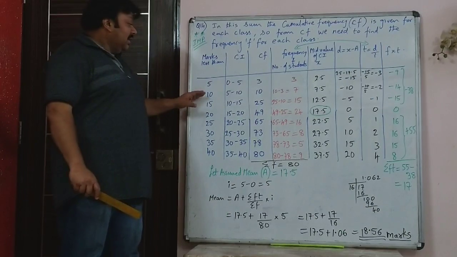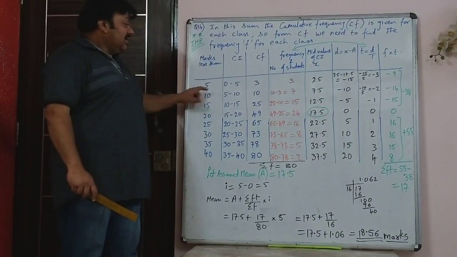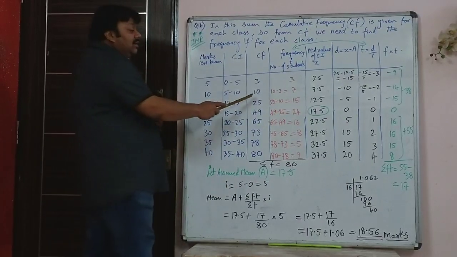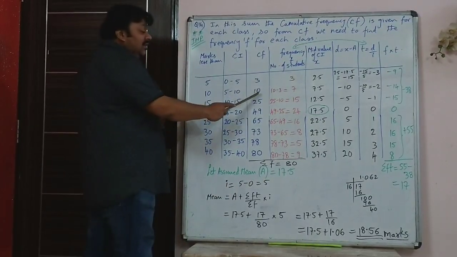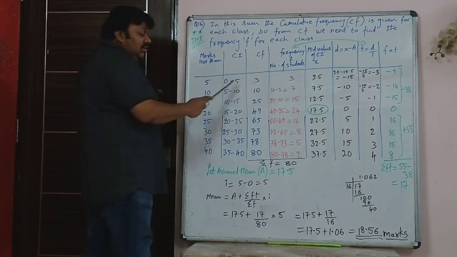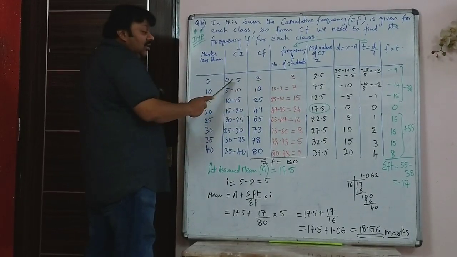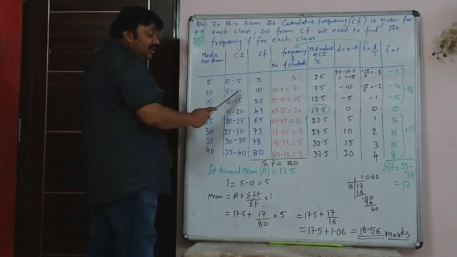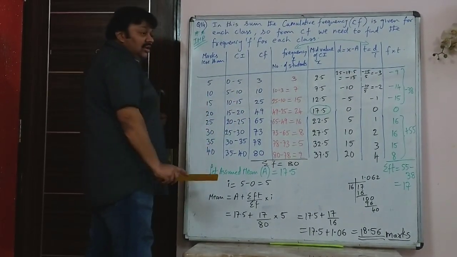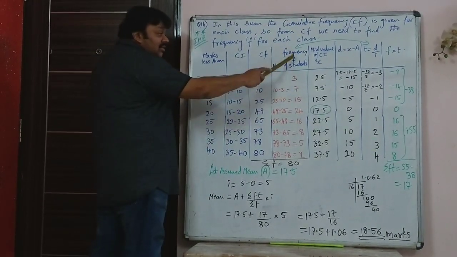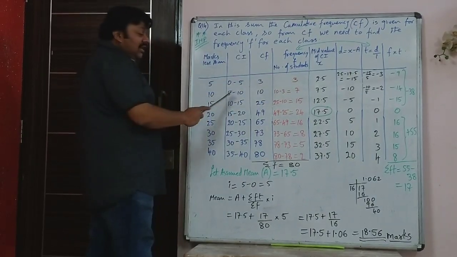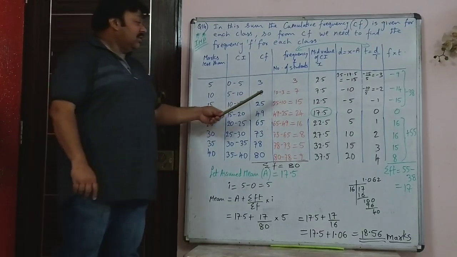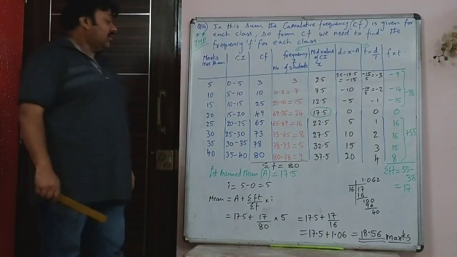Now the second one, less than 10 marks. This includes this group as well as this group. You are given that less than 10 has 10 students, out of which 3 students are already there in less than 5. So how many are there in the 5 to 10 group? It is 10 minus 3. So 7 students is the frequency in the second group, that is the 5 to 10 group. In the 5 marks to 10 marks group, there are 7 students.